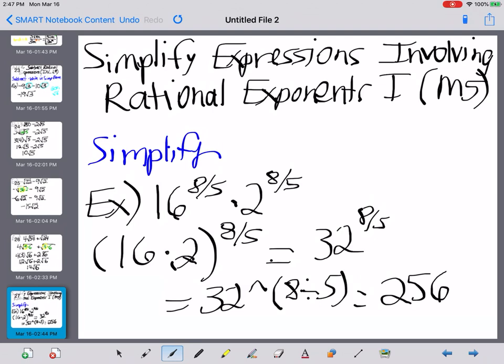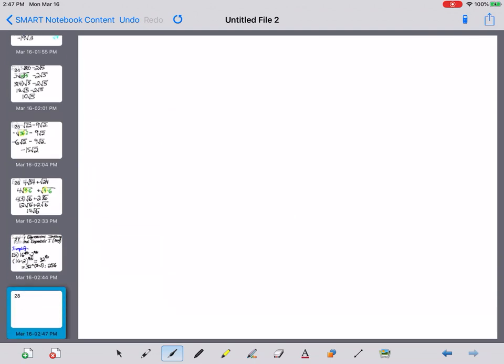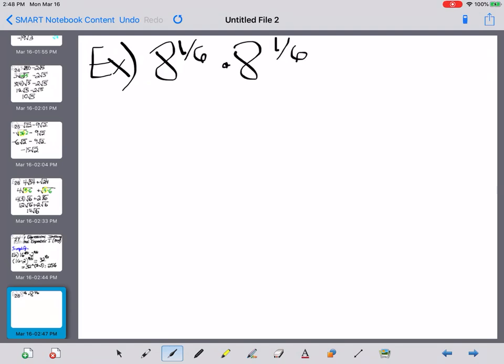Okay. So really not that bad, was it? Pretty similar to what we've already done. So let's try another one. It's a little bit harder. Okay, so on this one, we got 8 to the 1/6 times 8 to the 1/6.